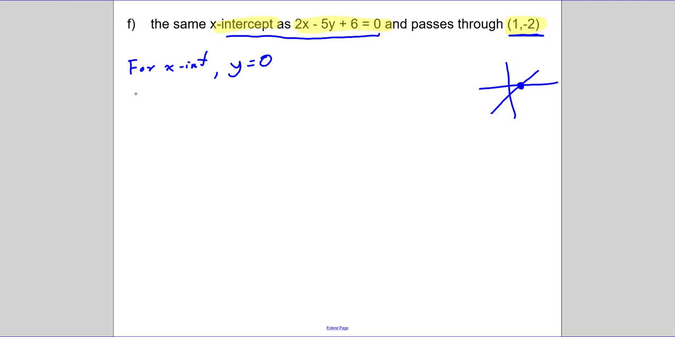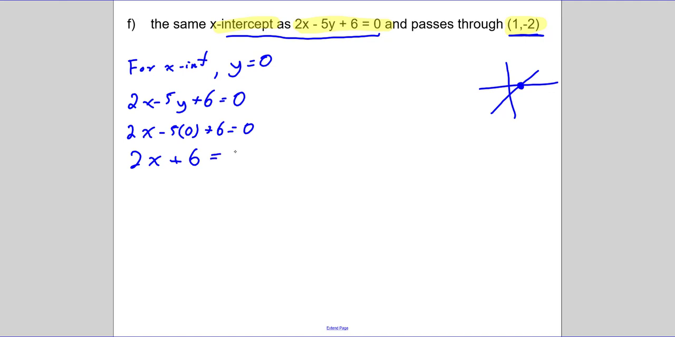So, for the equation that they gave us, 2x minus 5y plus 6 equals 0, I know that the y-coordinate must be 0. So 2x minus 5 times 0 plus 6 equals 0. Now let's go ahead and solve for x. So 2x minus 0 plus 6 equals 0. So that means 2x is equal to negative 6, which means x, dividing both sides by 2, must be equal to negative 3. So that means we have a point at (-3, 0).